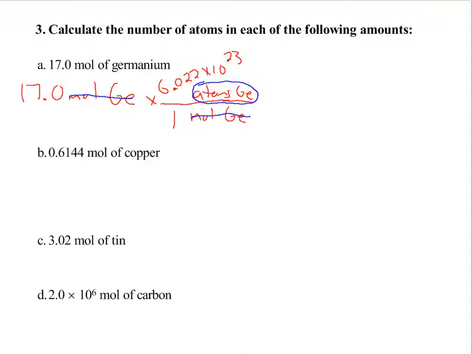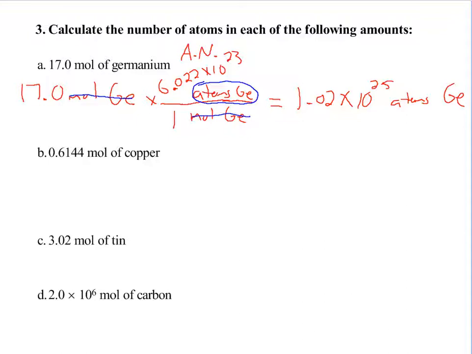So when we multiply across the top, 17.0 times Avogadro's number, and again, Avogadro's number is 6.022 times 10 to the 23rd, it gives us a value of 1.02 times 10 to the 25th atoms of germanium.